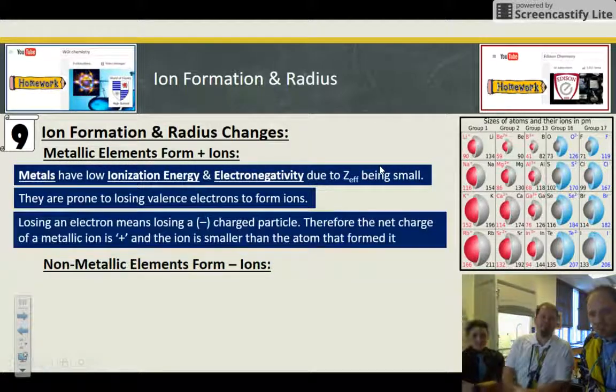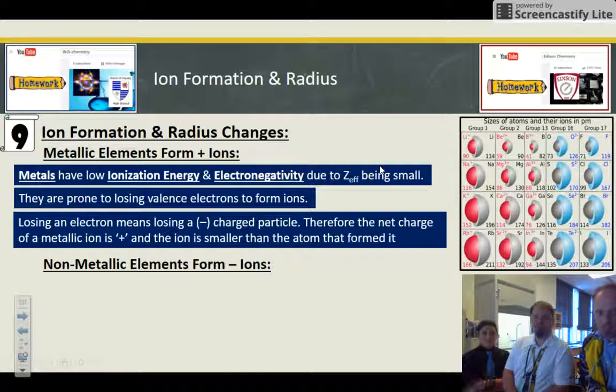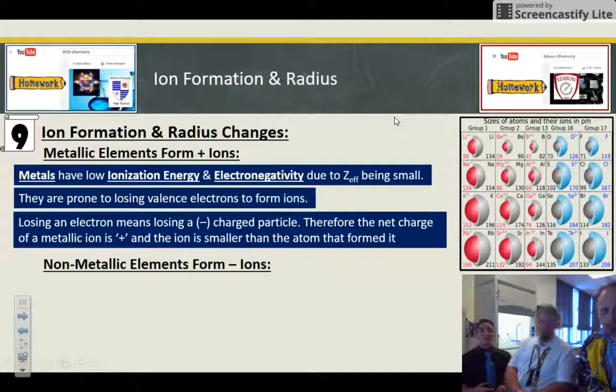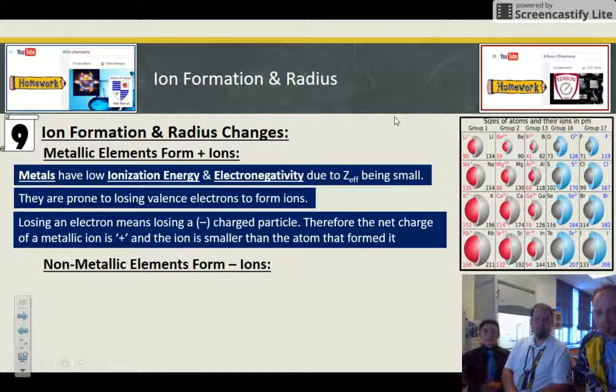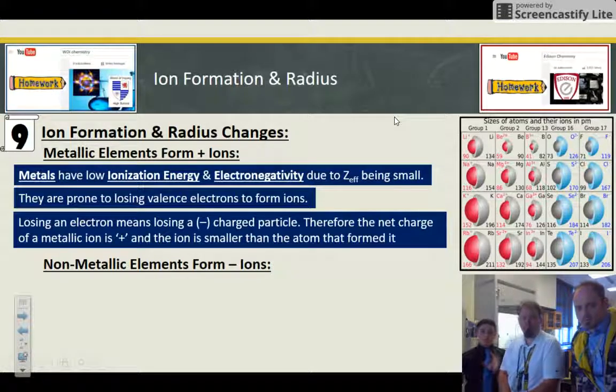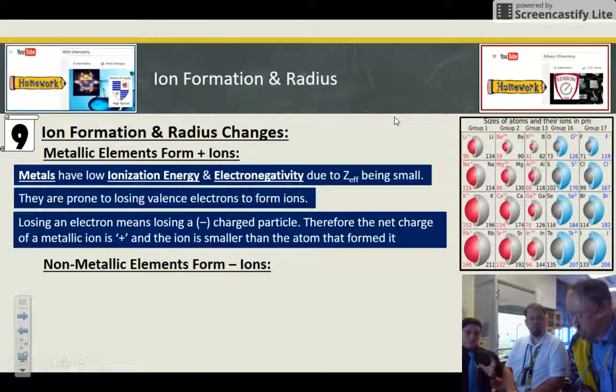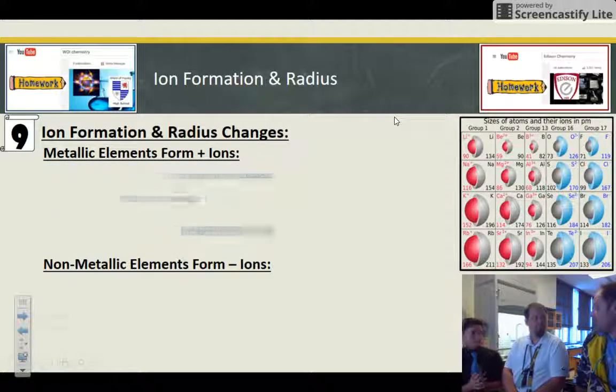We're talking about ion formation and radius changes. So for the metallic elements, they have low ionization energy and electronegativity because their Z effectives are small. They're going to lose their valence electrons to form ions. Metals are losers. Yep. And for losing an electron, they're going to lose that negatively charged particle, and the net charge is going to be positive. The ion is smaller because it's losing those electrons, losing a whole shell.